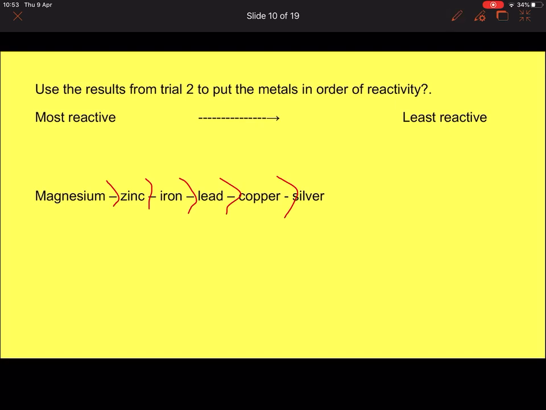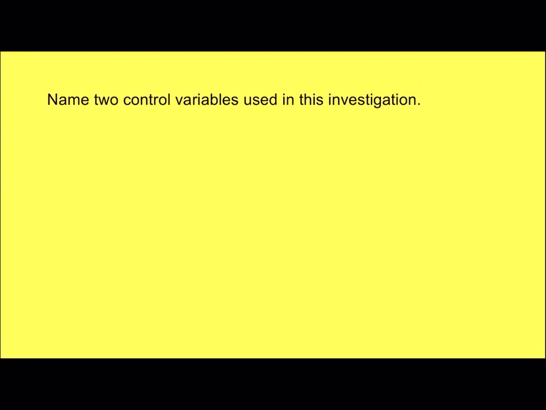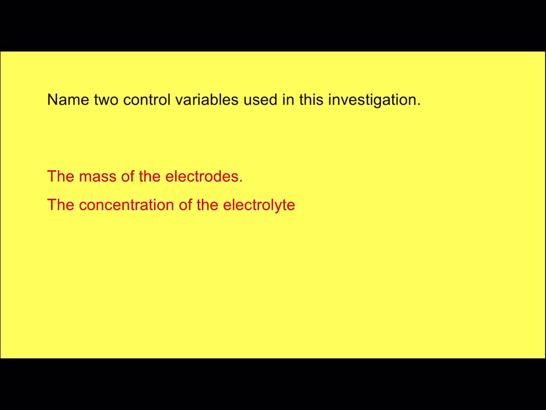Okay, we'll look at those results again in a second, but let's have a look at the questions that we have here first. So in this investigation, what two control variables were used? So, have a think. And then we said the mass of the electrode, we tried to control, and the concentration of the electrolyte, or if you'd have said the same electrolyte. You could also have said that we used a copper electrode every time.